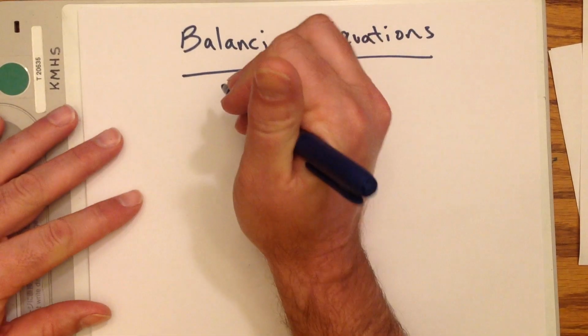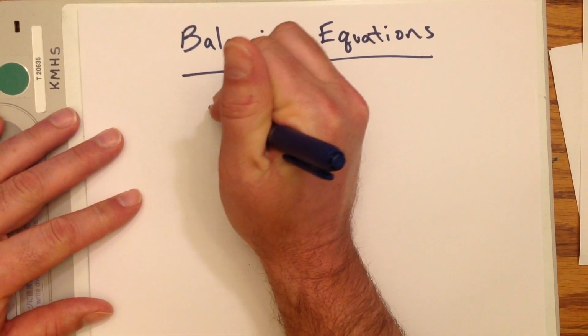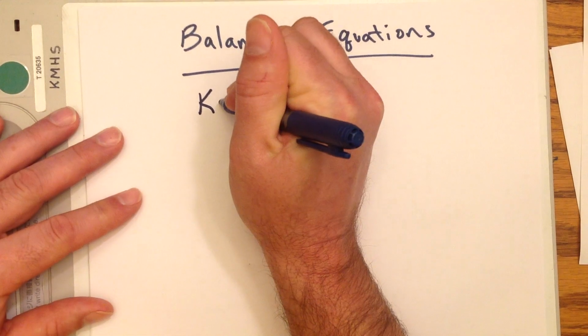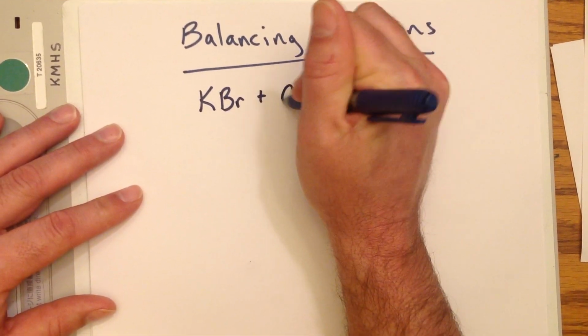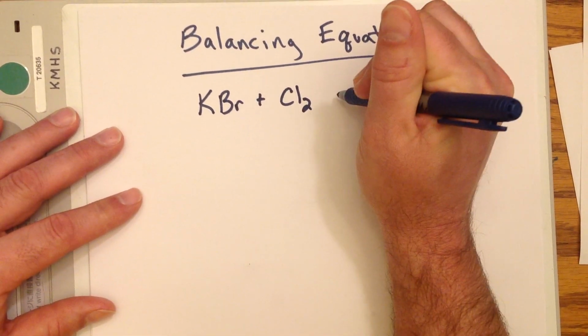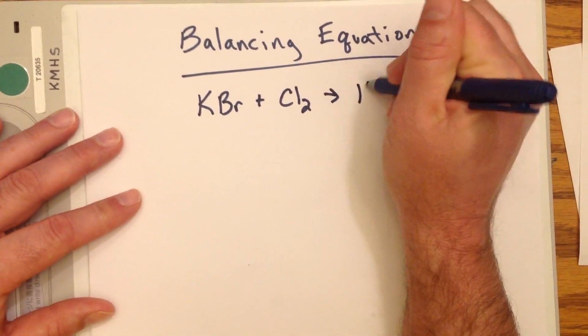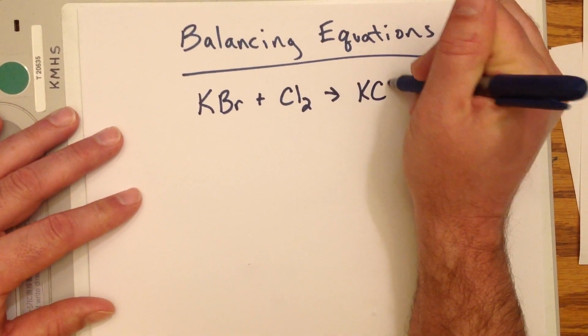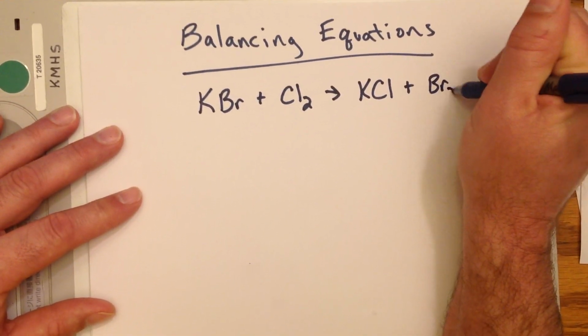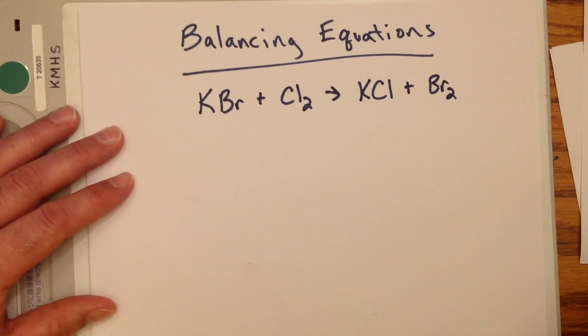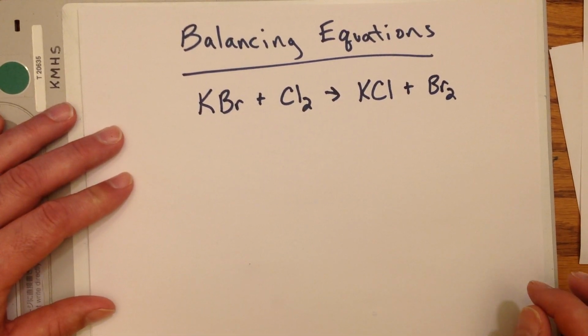Let me go ahead and give you a very simple example of KBr, potassium bromide, plus chlorine gas yields potassium chloride plus bromine gas. And I'm going to leave off the G's. Okay, so that's the equation we want to balance.